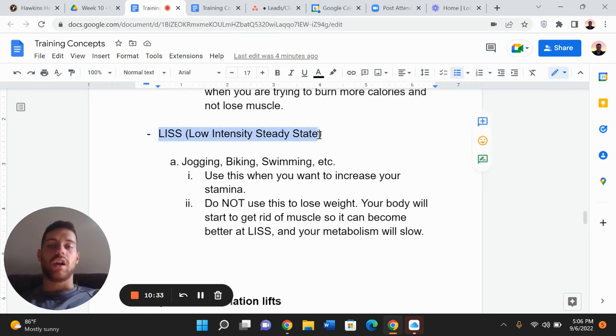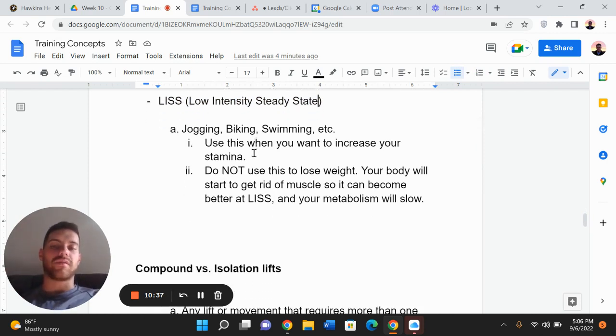LISS cardio, which is called low intensity steady state cardio, LISS. These are things like jogging, biking, swimming, anything you're doing for an extended period of time without rest. Okay, but again, it's not 100% effort. It might be 60 or 70% effort, but you're just doing it over a long period of time.